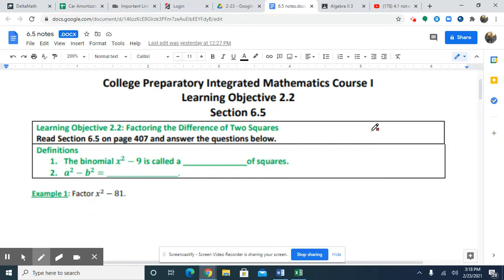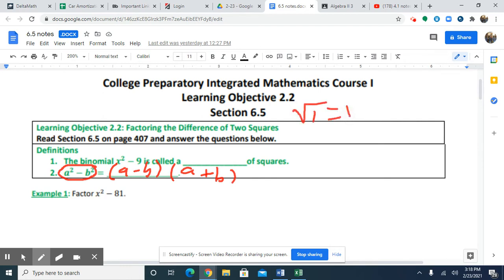In this section, we look at factoring difference of squares. Now, with the difference of squares, our goal is to write our factors in this form, a squared minus b squared, so that we can easily factor them as a minus b, a plus b. And so to do that, we need to keep in mind our perfect squares.